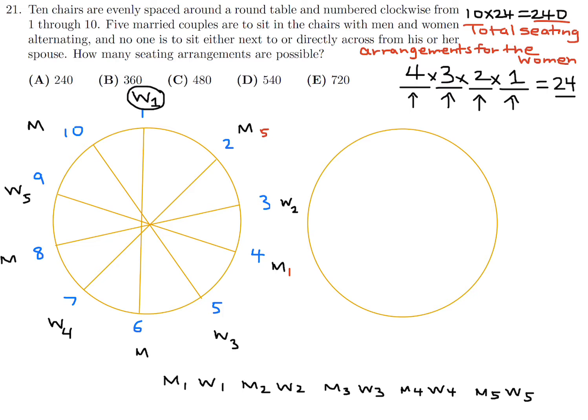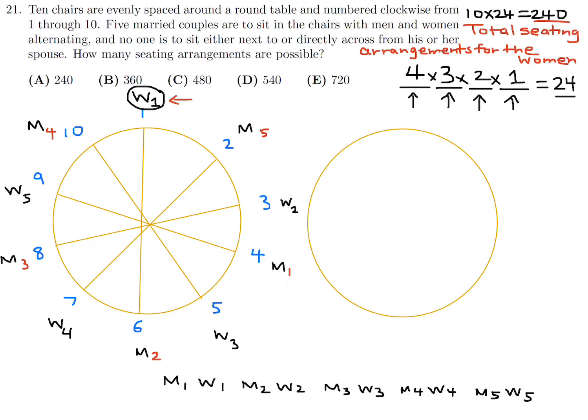M5 has to go here. M1 we already placed. M2 has to go here. M3 has to go here. And M4 has to go here. And all the W's we placed. This is the only way that this works. It's the only arrangement possible.